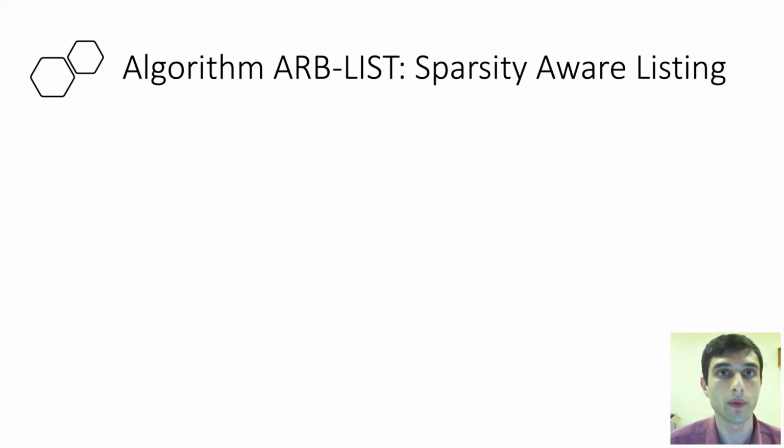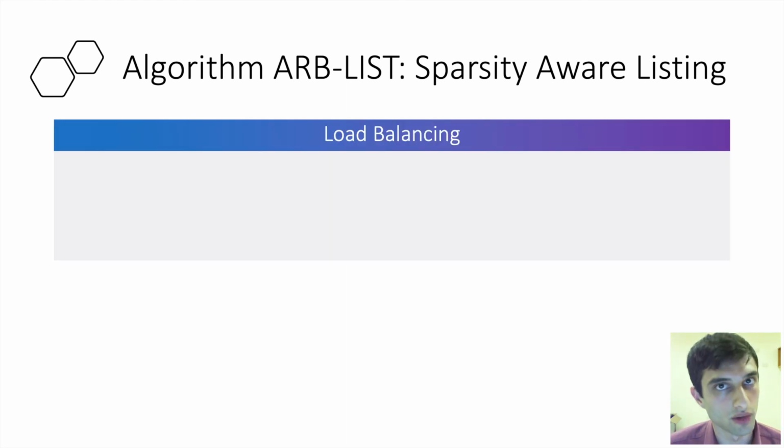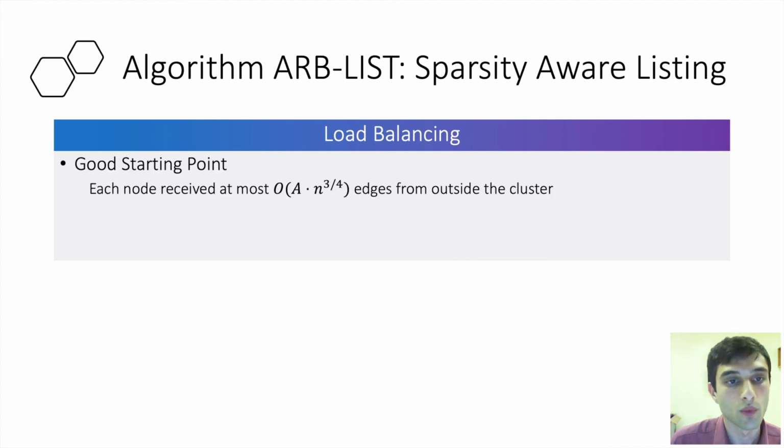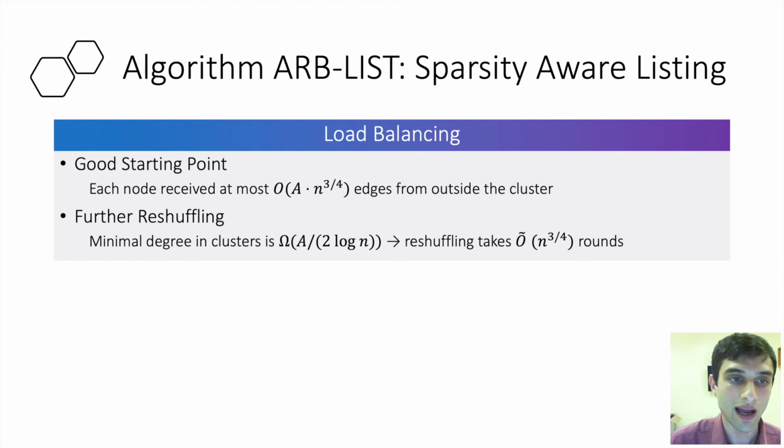Okay, so we brought in all the edges which could potentially form a KP with edges in EM hat into the clusters. What do we do now? Well, it turns out we have to load balance. So we brought in edges from outside the cluster into the cluster, and we want to make sure that every node in the cluster has roughly the same number of edges it's responsible for. We're off to a pretty good starting point since the way we brought in the edges ensured that every node inside the cluster doesn't already know too many edges from outside. However, this isn't good enough, and so we need some further reshuffling techniques.